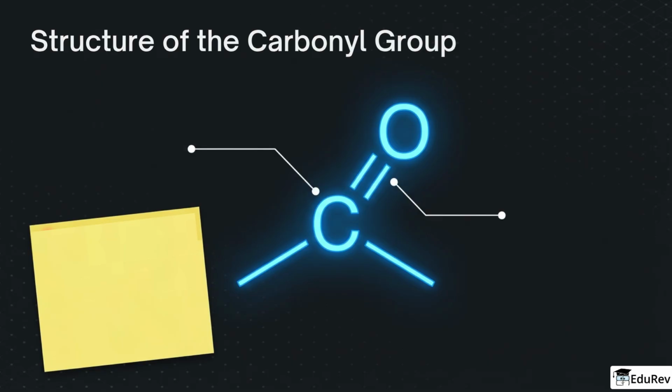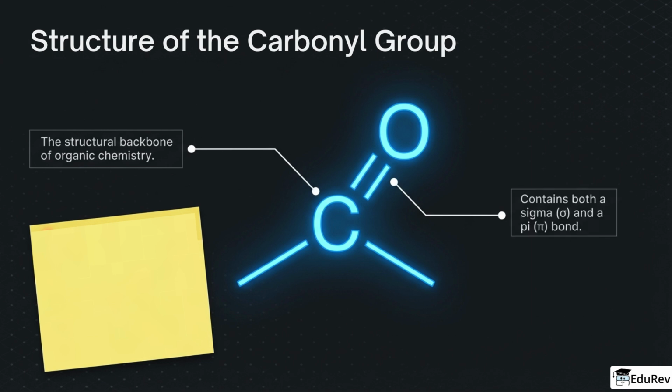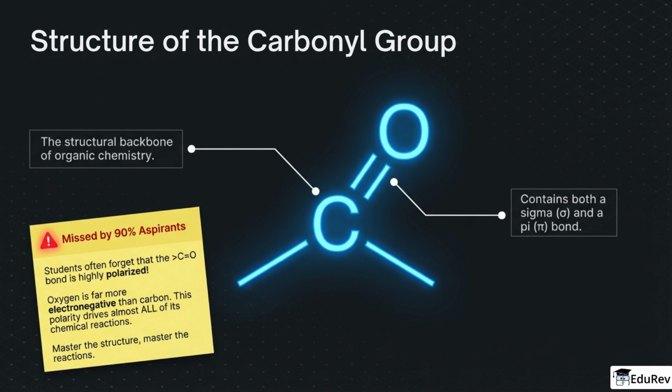Everything in this chapter starts with the carbonyl group. Carbonyl is the structural backbone of a huge part of organic chemistry, and the key feature is the C=O bond. That bond is not just a double bond. It contains one sigma bond and one pi bond, and it is strongly polarized because oxygen pulls electron density toward itself. That polarity is what drives most of the chemistry that follows. If you miss that, the reactions will feel random.